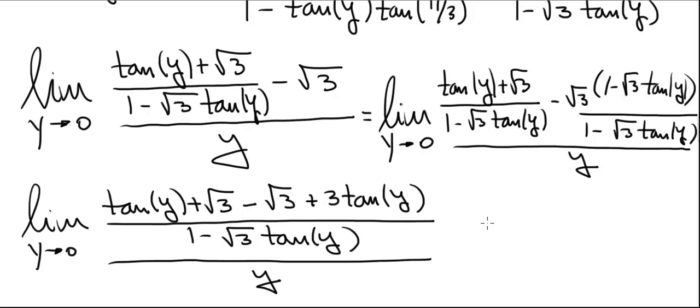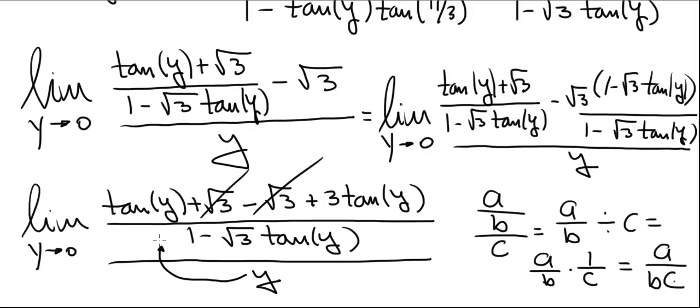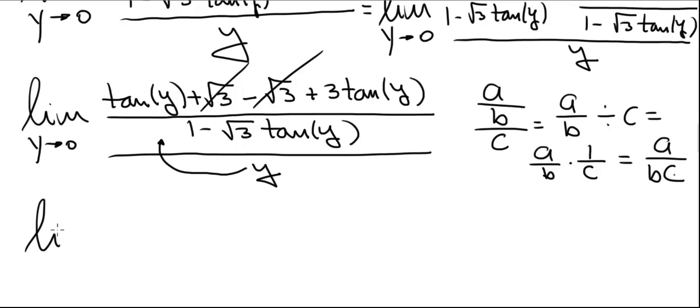Now let's use another algebraic identity. A divided by B, divided by C, is the same as A divided by B times 1 over C, and that's A divided by B times C. So we can just take this y and slide it right in here. And notice here in the numerator, square root of 3 minus square root of 3 cancel. Tangent y plus 3 tangent y gives us 4 tangent y. And so the limit becomes a little bit easier to handle.